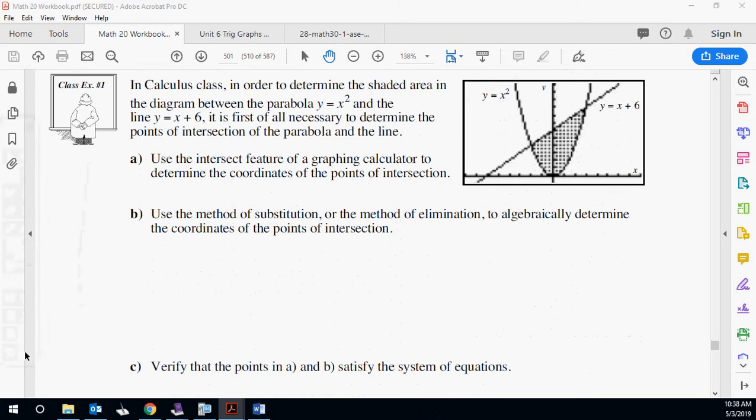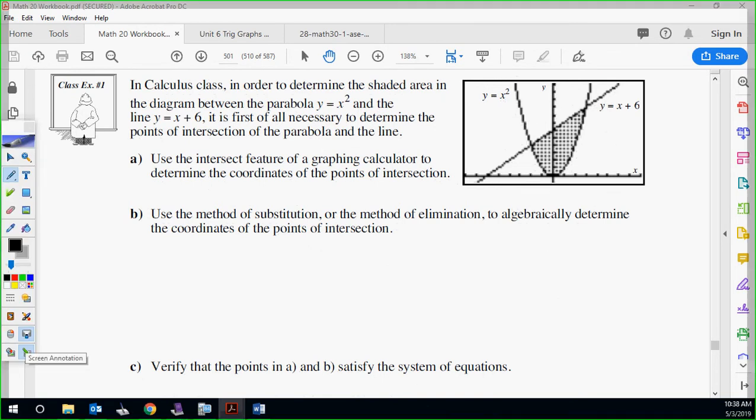In calculus class, in order to determine the shaded area of the region between the parabola y = x squared and y = x plus 6, it's first necessary to determine the points of intersection. That's what we're focusing on. We're not figuring out the area, you actually do that in calc. It's kind of neat, you cut it into slices, but that's for a later date. We have to figure out these points because that's how you figure out the slices. So we're doing the first part. We'll just do it on our calculator.